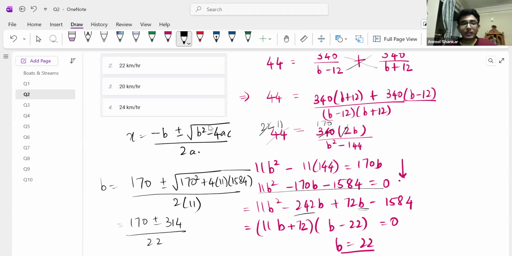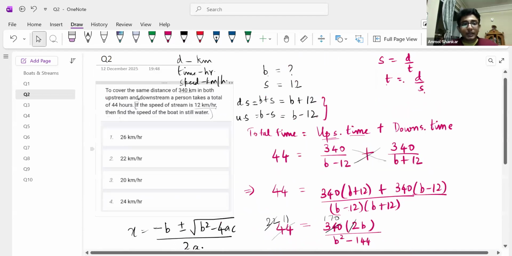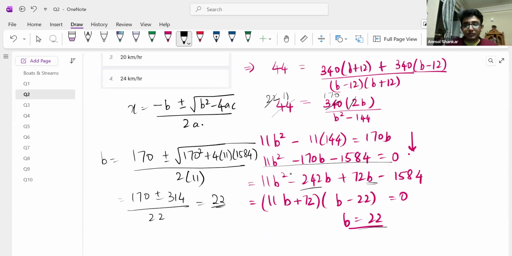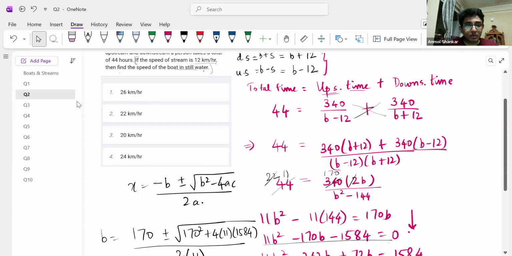So the same 22. The answer to the question: find the speed of the boat in still water. Find B. That is what we have found as 22 kilometers per hour. So B is equal to 22 kilometers per hour.